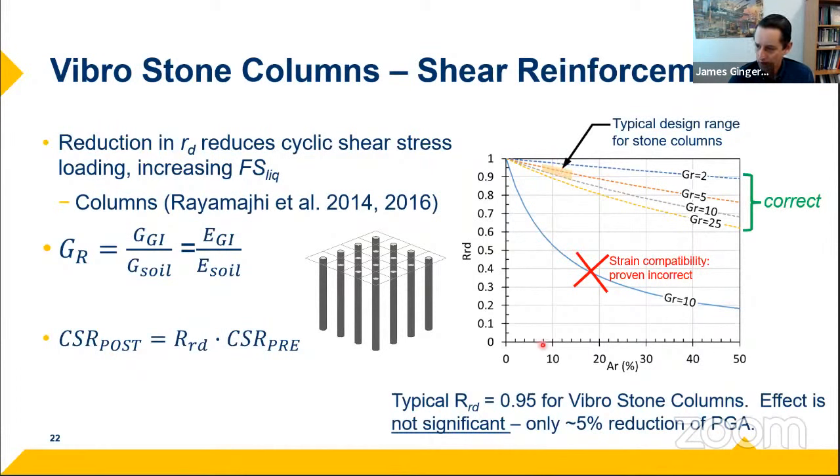So this chart shows that, typically with stone columns, we're in the 10 plus or minus % area replacement ratio. That's the area of the total area of the stone columns in plan divided by the total area. And so, at 10% or so, and a G sub R, that's the ratio of the shear stiffness of the stone column to the soil. So the stone column is about 5 or 10 times stiffer than the soil. In that range, we're only getting about a 5% reduction in the cyclic stress ratio. So that's not very significant. That's why this is a sort of minor part of the stone column design.